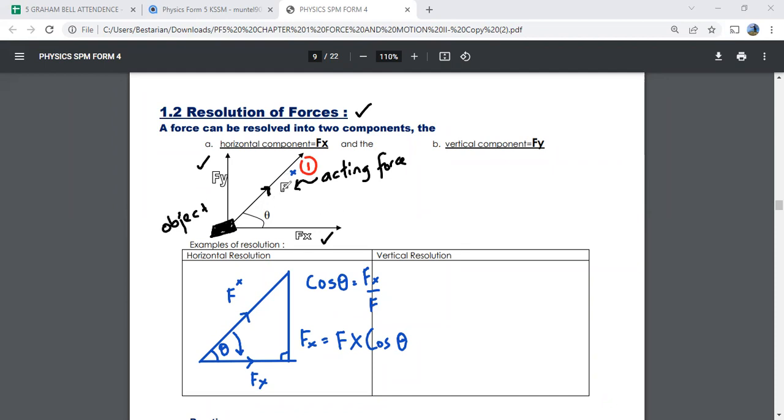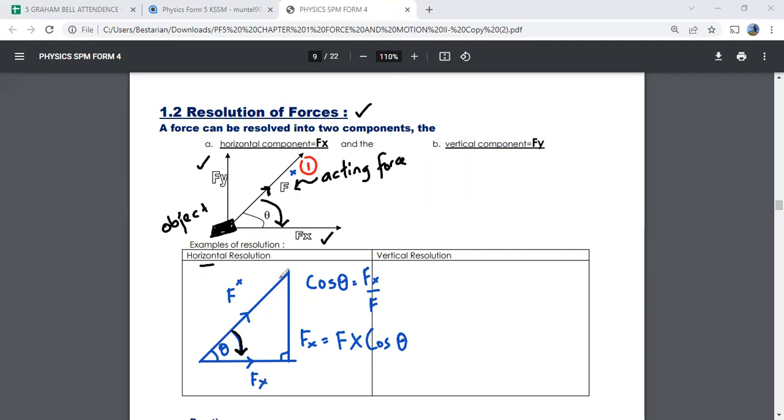We want to know what is the value of this force if it is resolved, if we change the direction to be Fx. What is the value of F in this direction? To solve this, we take the actual force and change its direction to the direction that we want. Now we want it to be horizontal. So change to horizontal direction. What is the value of this force now?